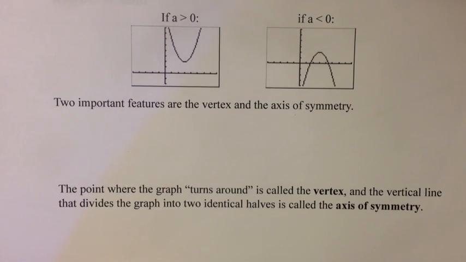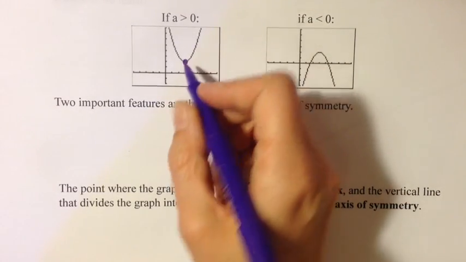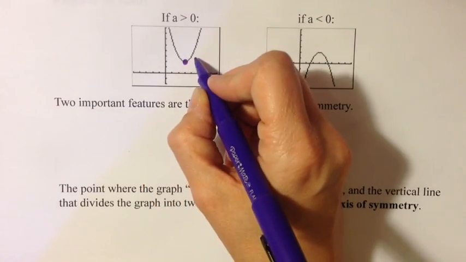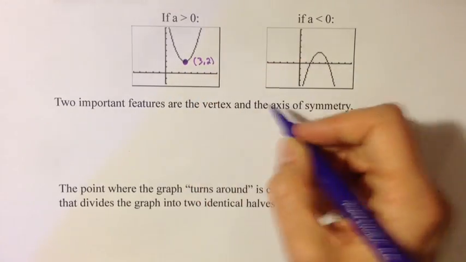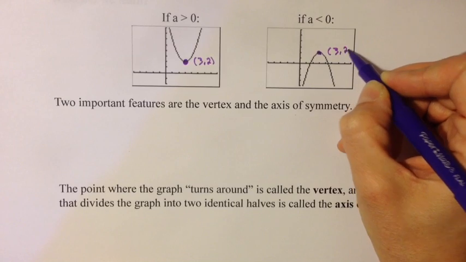Probably the two most important features of a parabola are the vertex and the axis of symmetry. The point where the graph turns around is called the vertex. So for instance, on my two graphs here, you can see that this one has a vertex at what looks like maybe is (3, 2), and this one has a vertex also at (3, 2), but it's flipped over.